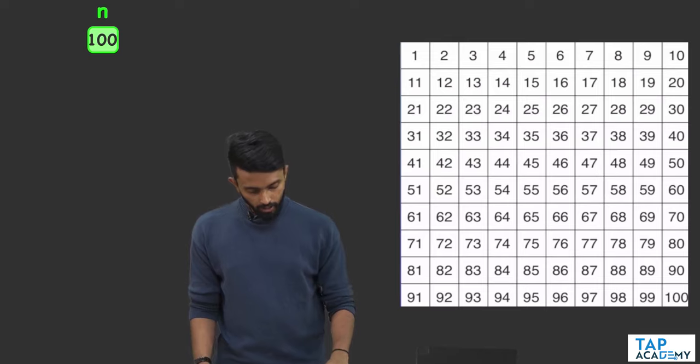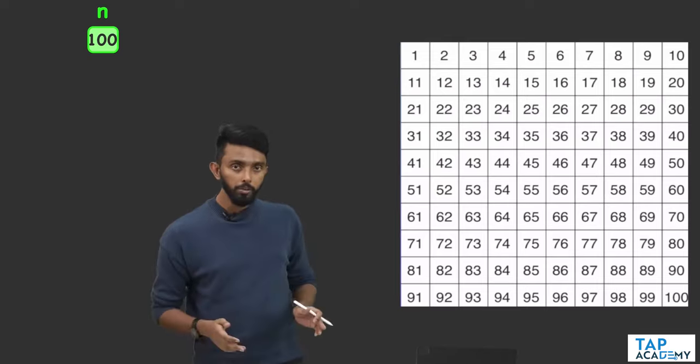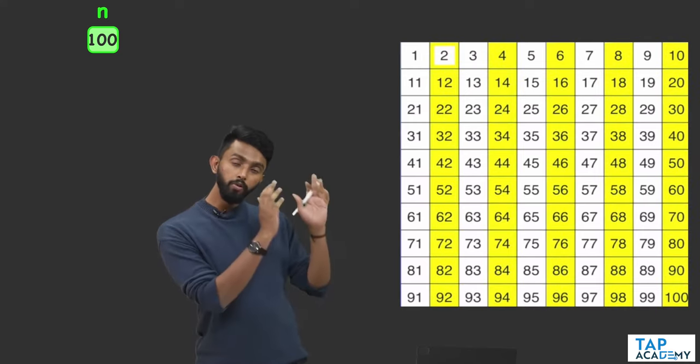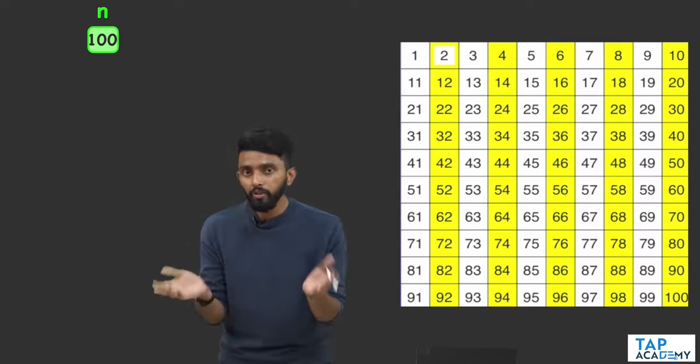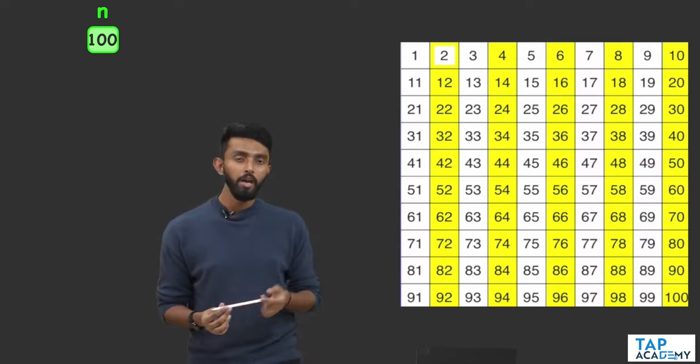First thing is, I will start with the multiples of 2, correct? Now I have to mark all the multiples of 2. If you look at it, how many multiples of 2 are there? Would you agree there are around 50 multiples of 2, or half the number of elements are multiples of 2, because half are even, half are odd. Would you agree with me?